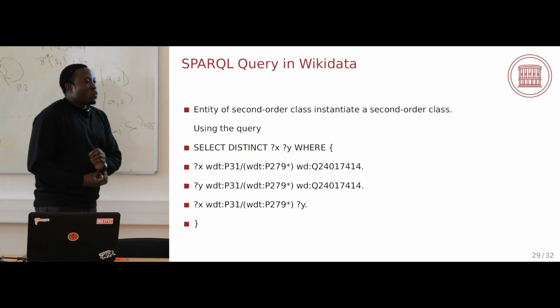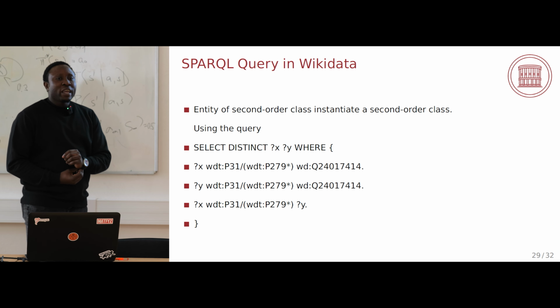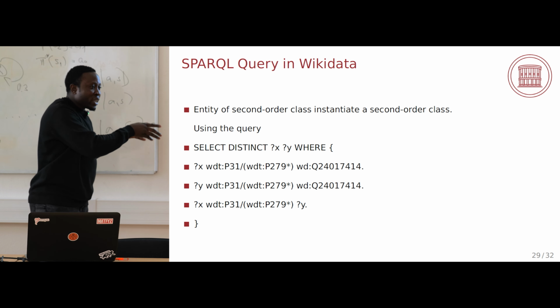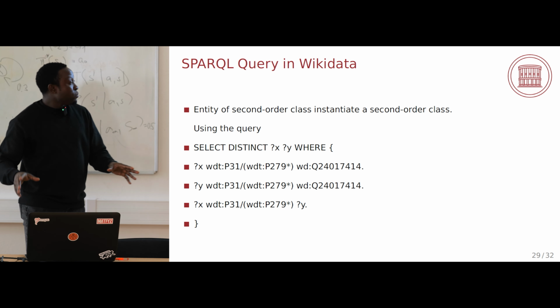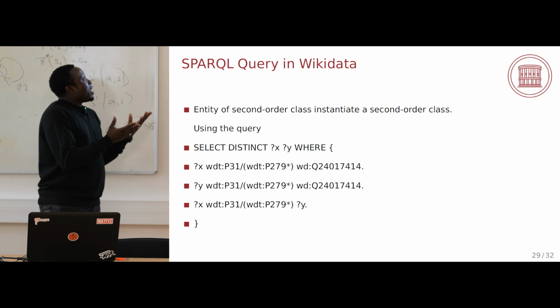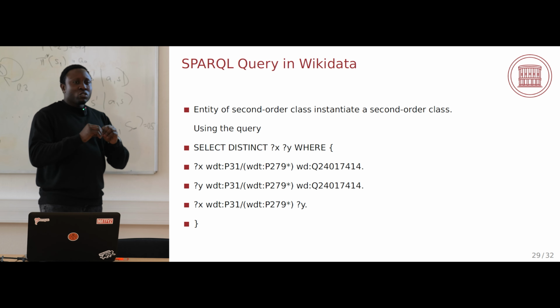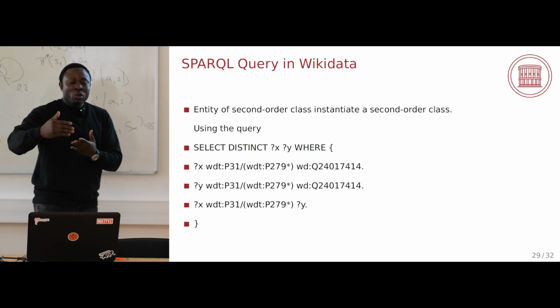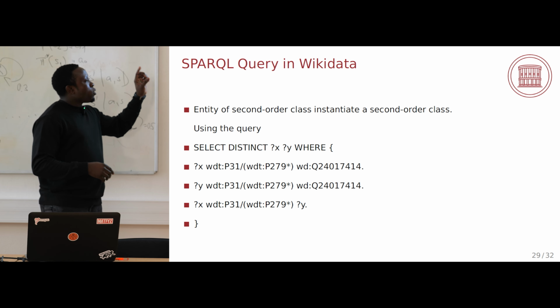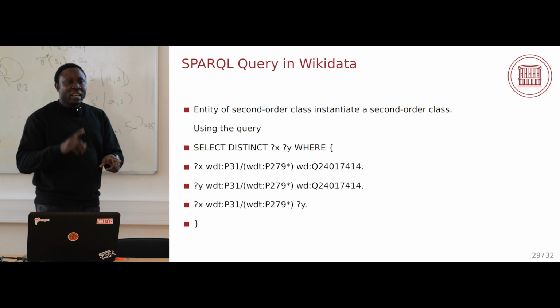So now what we went forward to do was to check for inconsistencies. Are there inconsistencies in the structuring of items in Wikidata? So we used a SPARQL query to check that, when I have a second order class, because Wikidata also has this multi-level classification, is it possible for you to have a second order class instantiating another second order class?